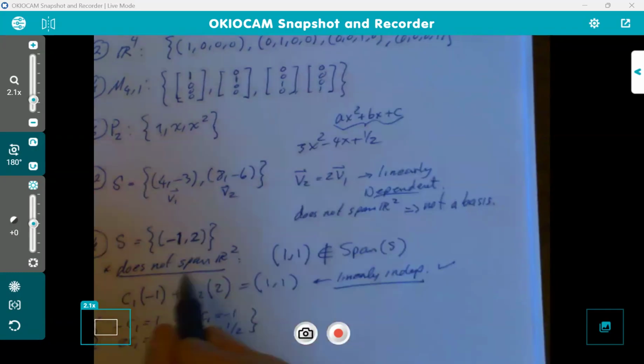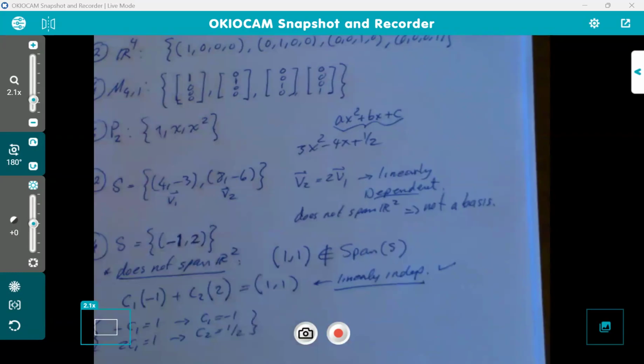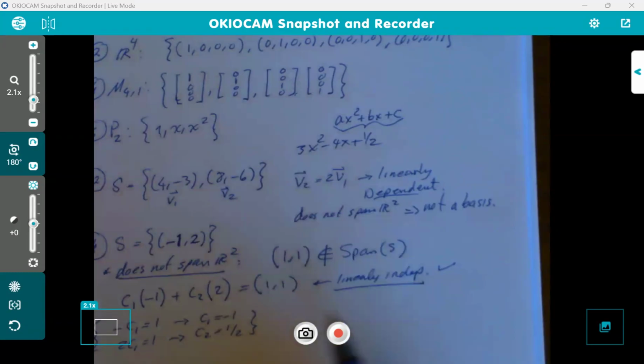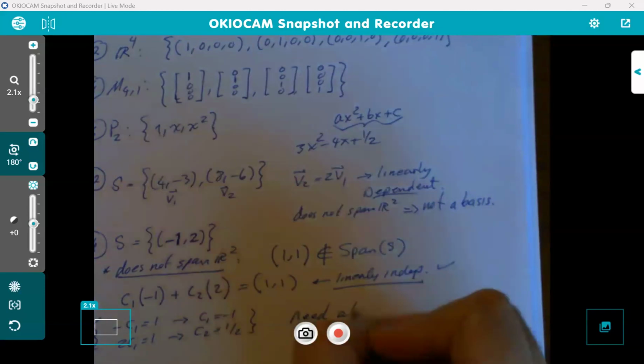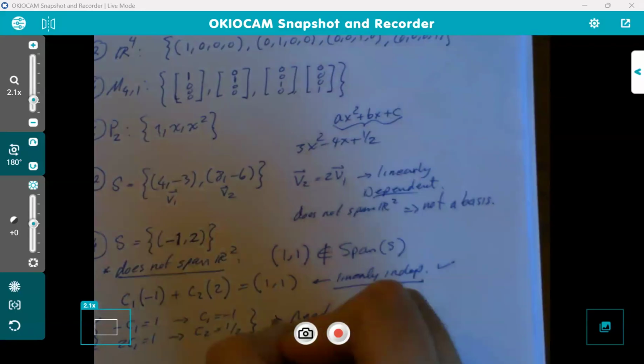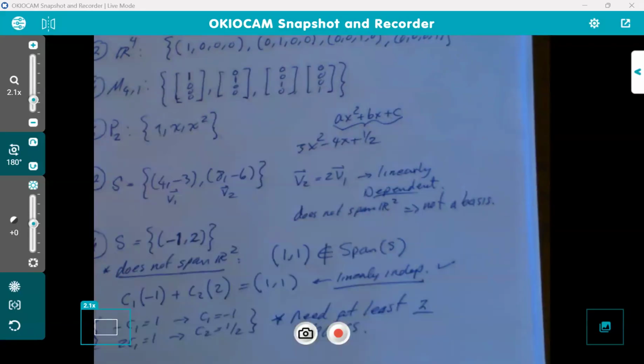It doesn't span means it doesn't cover every vector in it. And here's why. To span R2, a set of vectors must be able to generate any vector in R2 using linear combinations. This requires that we have at least two vectors. Well, (-1, 2) is a single vector, right? So this can only form a scalar multiple of itself, just like we showed here. That's all it can do.